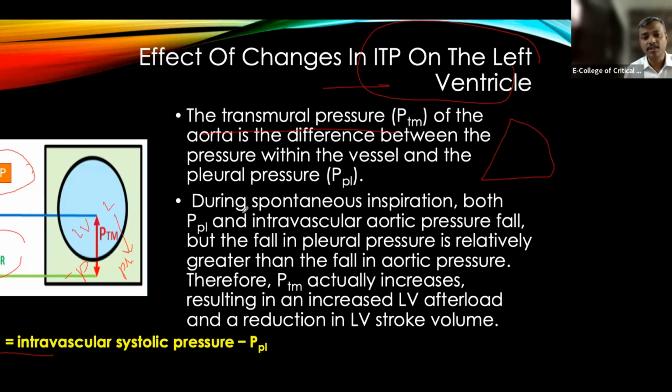During spontaneous inspiration, you have to understand what happens. Pleural pressure becomes negative, because of the negative intrathoracic pressure in spontaneous breathing, since you have to suck air from the environment. It creates negative pressure in the pleura as well as in the intravascular aortic pressure. I will explain this. Let's concentrate. This is the important point: the fall in the pleural pressure is relatively greater than the fall in the aortic pressure. So transmural pressure actually increases, resulting in an increase in left ventricular afterload.